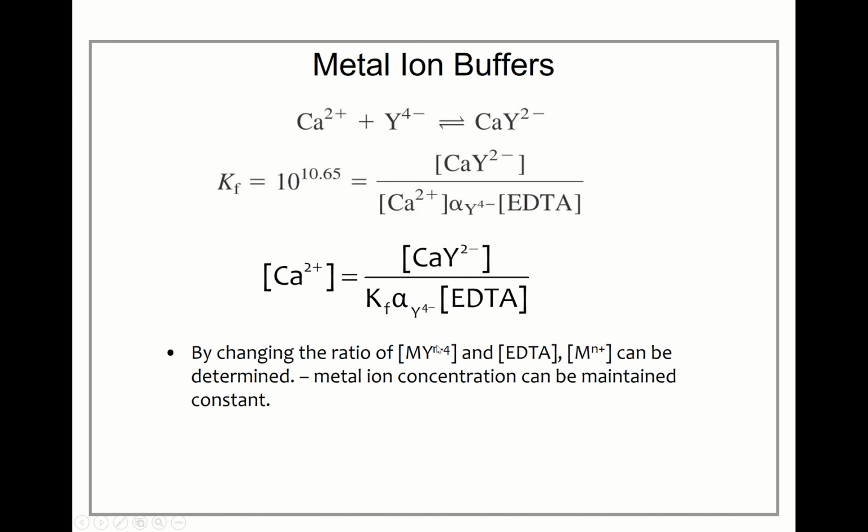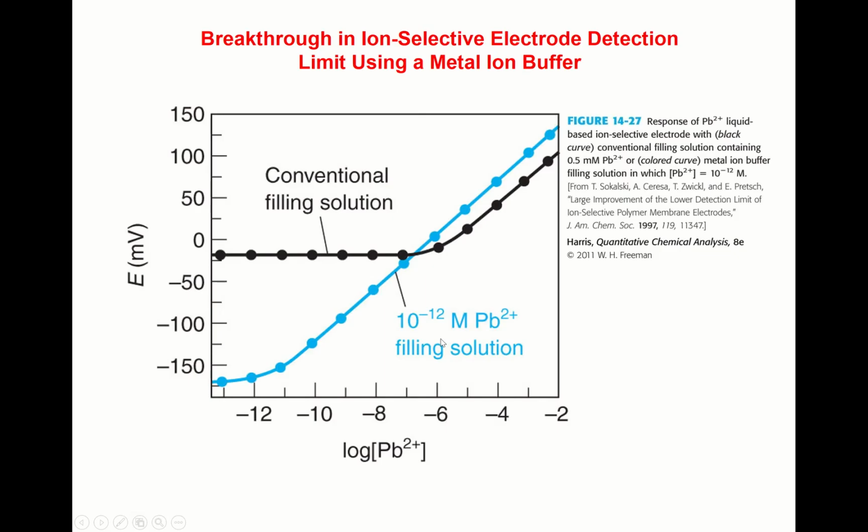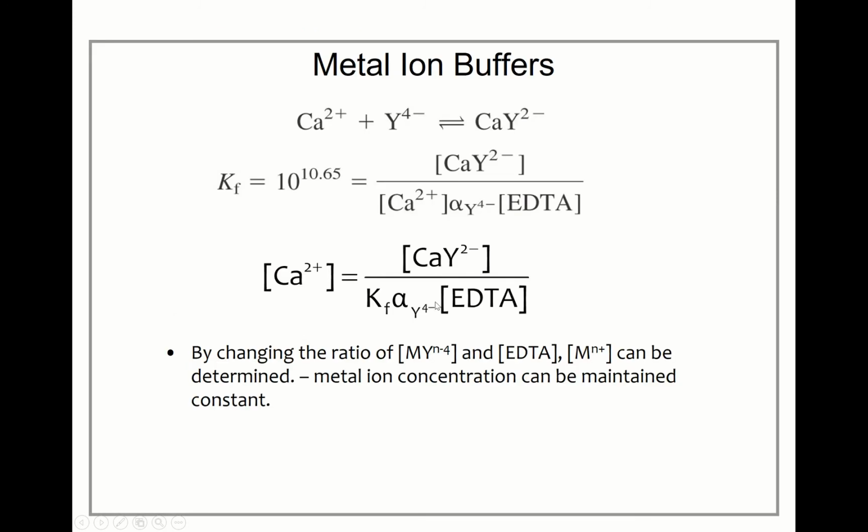How do we maintain such a low concentration of metal ions? Because Kf is very high. So the metal ion concentration can be maintained at a very low concentration. All right, that's it.